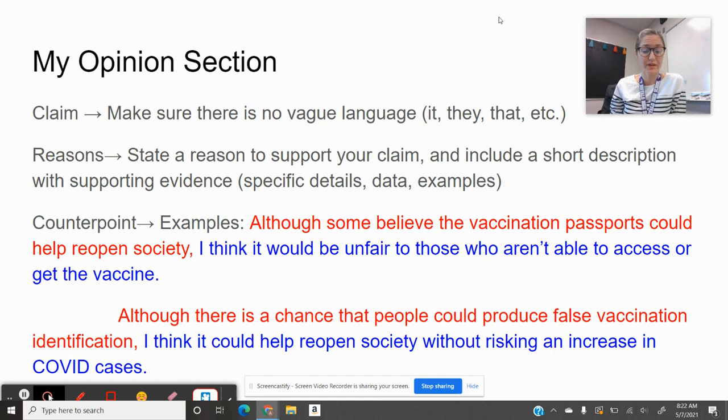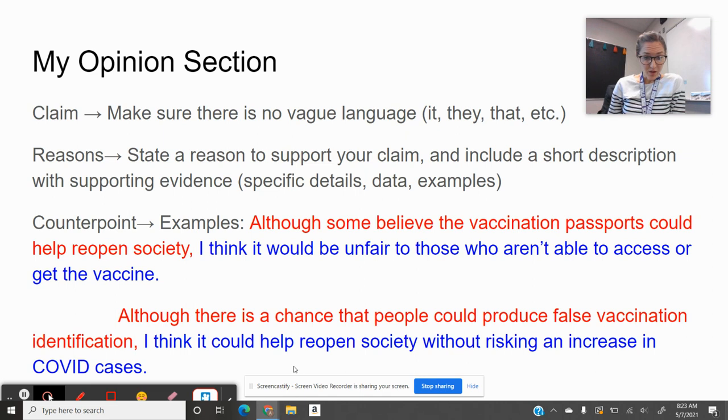All right, your counterpoint. So the counterpoint, remember, acknowledges the other side's point of view while still affirming your own. So if you are somebody who thought that these vaccination passports were unfair, your counterpoint might look something like this. Although some believe the vaccination passports could help reopen society, comma, so you're acknowledging the other side's point of view and now reaffirming your own, I think it would be unfair to those who aren't able to access or get the vaccine.